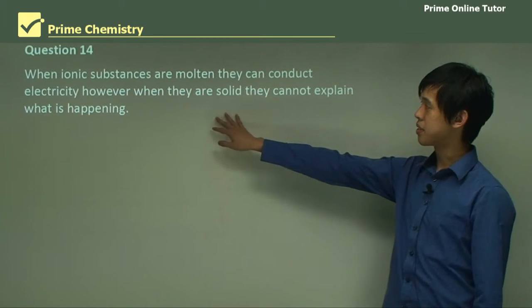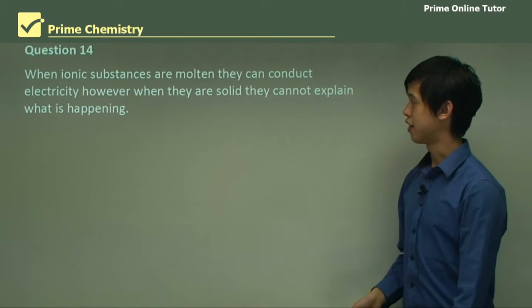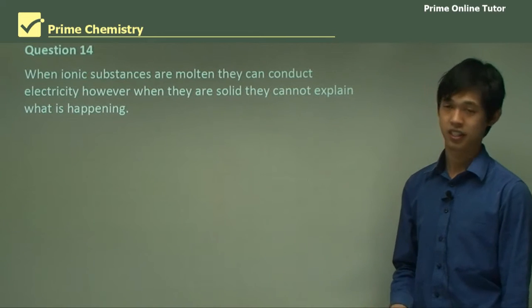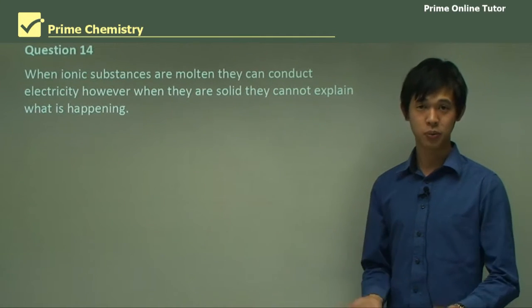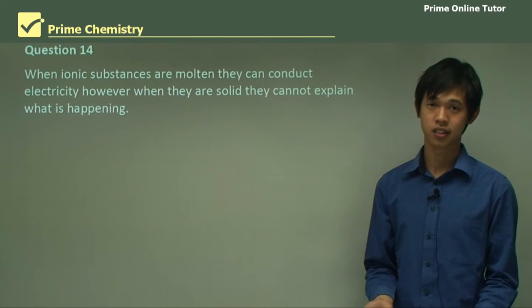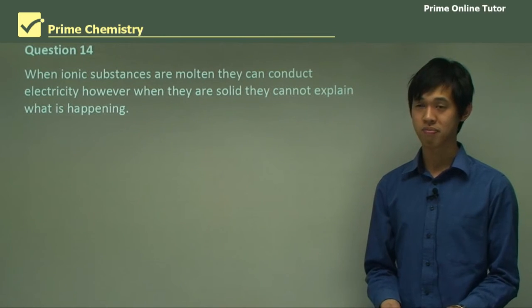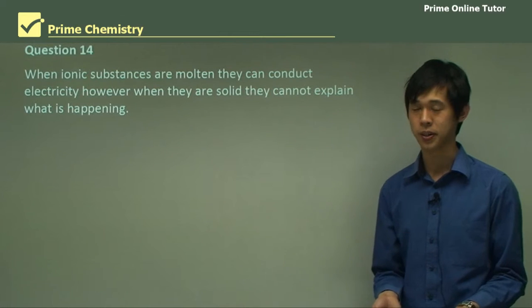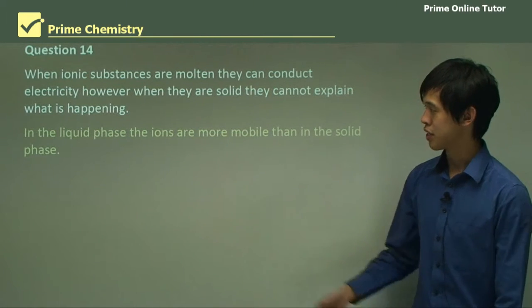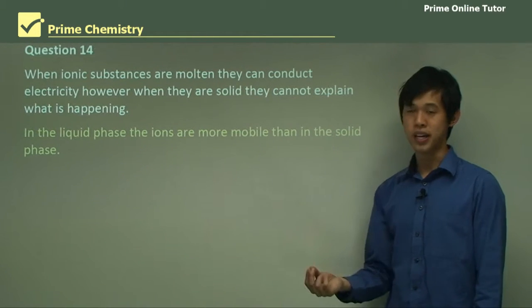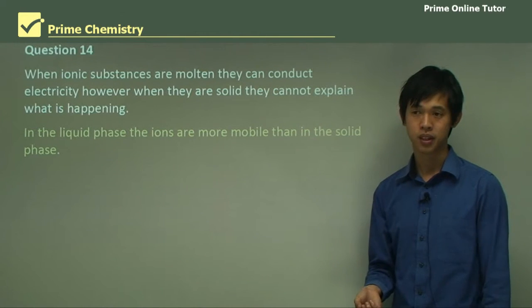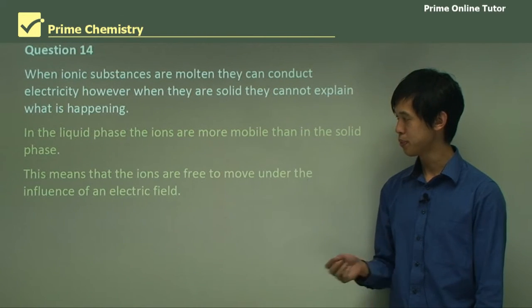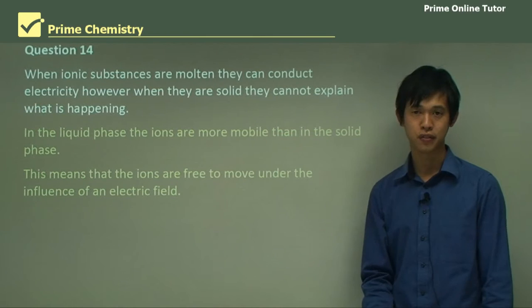So when ionic substances are molten, they conduct electricity. However, when they are solid, they cannot. Explain what's happening. So previously, we just said that they can't conduct electricity in solid state. But when we melt them, all of a sudden, you can pass electricity through them. So what's going on? So in the liquid phase, the ions are more mobile than in the solid phase. Okay? This means that the ions are free to move under the influence of an electric field.